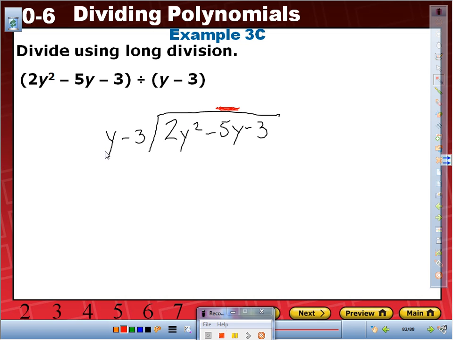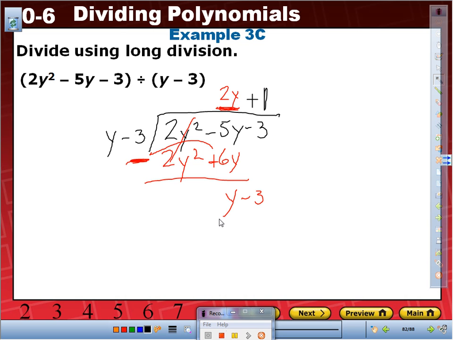Let's look at our first term. What is 2y squared divided by y? 2y. So 2y times y is 2y squared, and 2y times negative 3 is negative 6y. Subtract, distribute the negative. This becomes a positive 6. This cancels. We're left with what? Y. Bring down the negative 3. Look at the y's. What is y divided by y? 1, positive. So we multiply all this and we get y minus 3. If we subtract, this becomes 0. So my quotient is 2y plus 1.